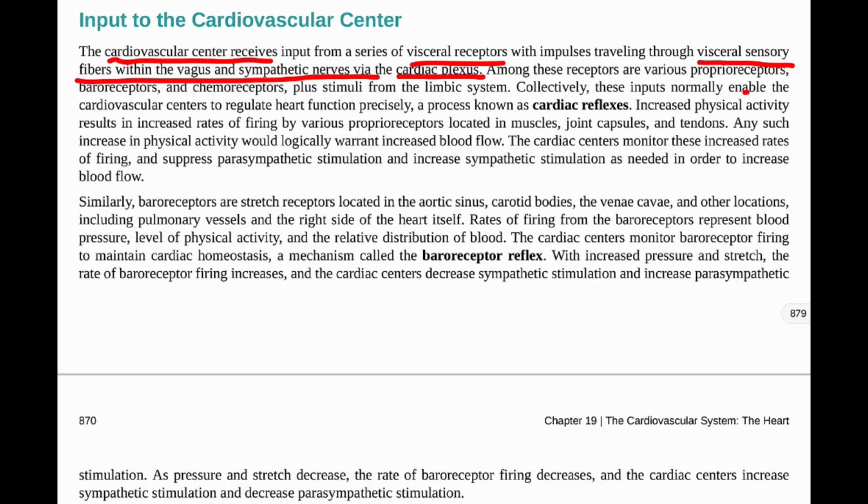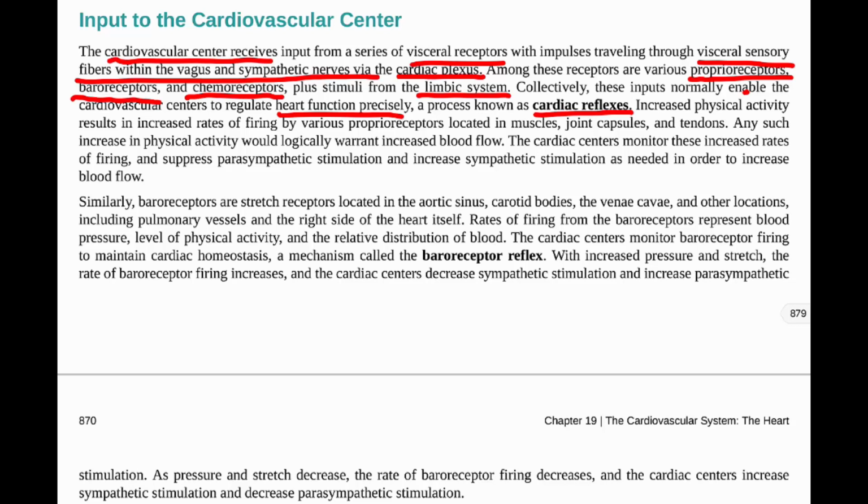Among these receptors are proprioceptors, so touch receptors, baroreceptors, which are pressure or stretching receptors, chemoreceptors, chemical-based receptors, and also stimuli from the limbic system, which is the emotional part of the brain. Collectively, these inputs enable the cardiovascular centers to regulate heart function precisely, and this is called cardiac reflexes. These are the cardiac reflexes that allow the cardiovascular center to regulate the heart rate, so increase or decrease based on the input from these different things that we'll be talking about.